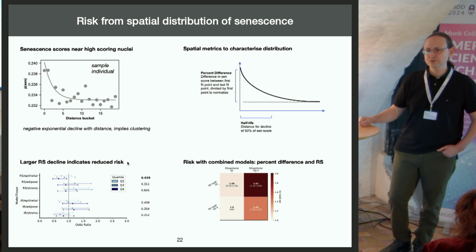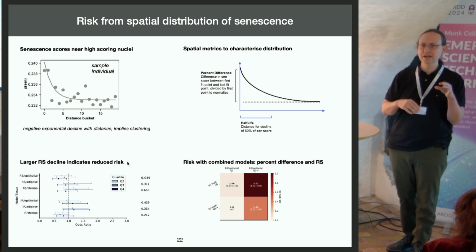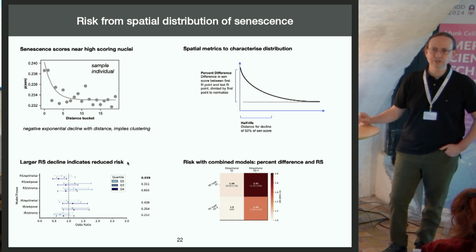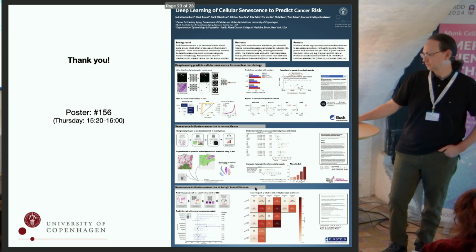So those who seem to have a more rapid decline in senescence near high-scoring nuclei tend to have a reduced risk of cancer, perhaps suggesting that these individuals are able to better control the rate of cancer, that their bodies are able to control that. And we combine that with the general average rate here, and that also produces an increased odds for risk.